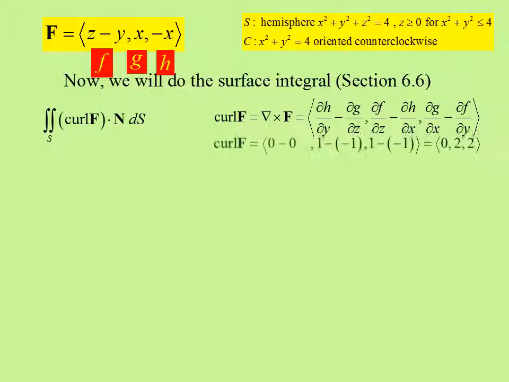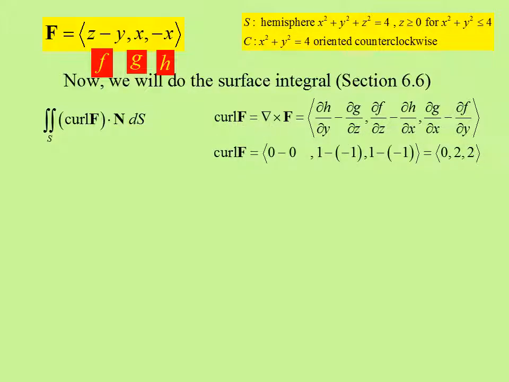So here's what we get when we do each of those and simplify. So the curl of F is 0, 2, 2. Of course, I have a TI-89 program that will compute the curl of a vector field.